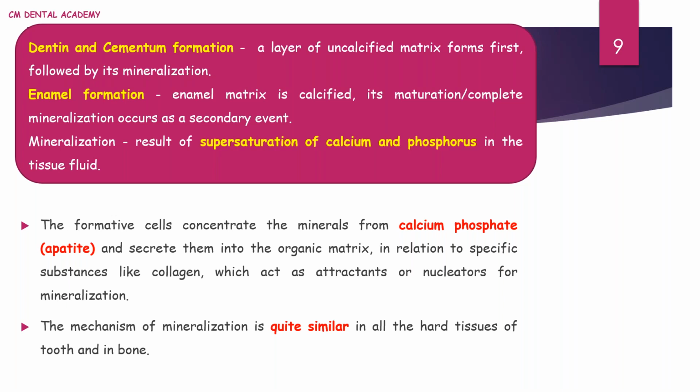The formative cells concentrate the minerals from the calcium phosphate and secrete them into the organic matrix in relation to specific substances like collagen, which attracts these molecules and helps in mineralization. The mechanism of mineralization is quite similar in all the hard tissues.